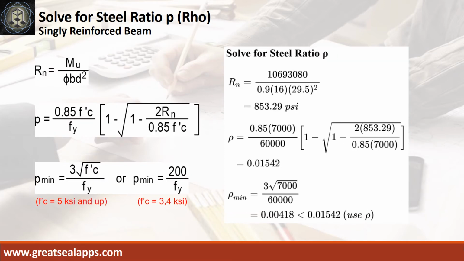Given maximum moment equals 10,693,080 inch-pounds, resistance factor equals 0.9, b equals 16 inches, and d equals 29.5 inches. The beam design ratio Rn equals 853.29 psi, and the reinforcement ratio rho equals 0.01542.